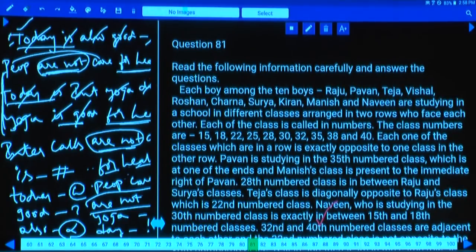Then 81 to 85. Question numbers 81 to 85. Now in this 81 to 85, each boy among 10 boys, Raju, Pawan, Teja, Vishal, Roshan and so on, are studying in a school in different classes arranged in 2 rows who face each other. Each of the class is called in numbers. The class numbers are 15, 18, 22, 25 and so on, and each one of them classes is in a row exactly opposite to one class in the other row. Pawan is studying in 35 and so on, isn't it?